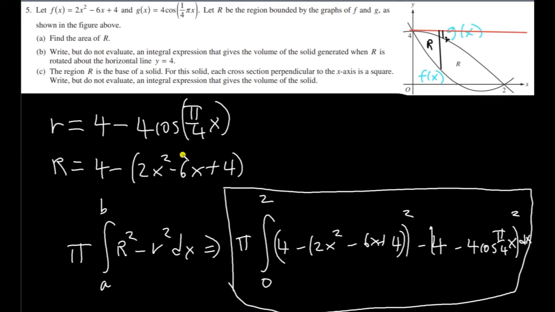Remember, it's not telling us to evaluate it. It's just asking us to write the integral that we would need to evaluate. So that's it. We're done with that. This was the 3-point question. 2 points for the integrand, and 1 point for the limits and the constant. That is the pi.